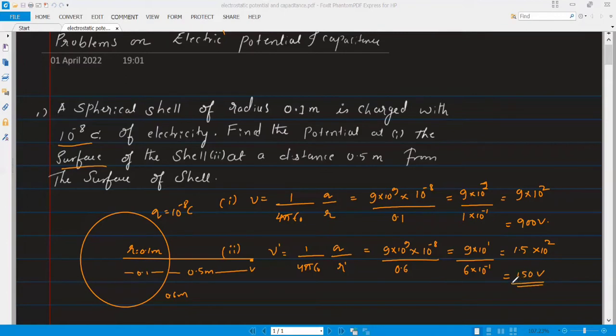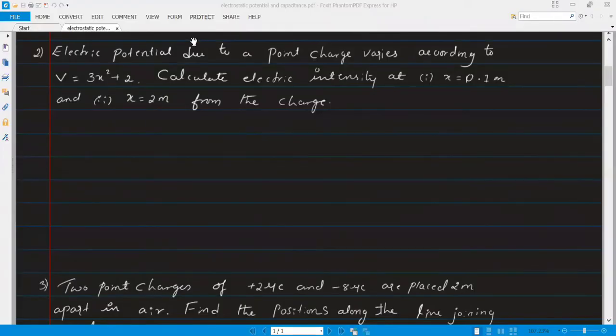Is it clear? Let us go for the second problem.